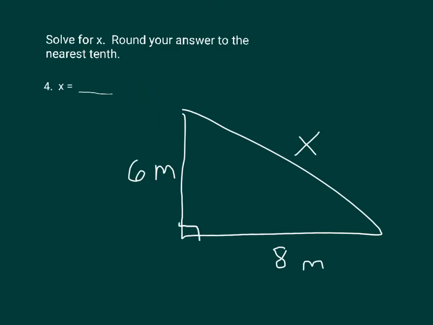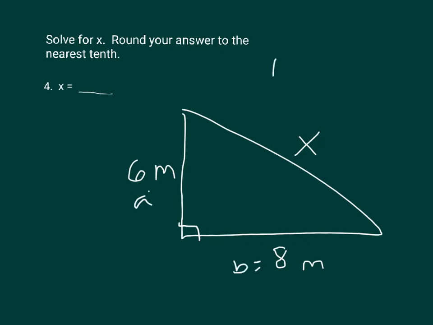We need to know that this is a right triangle, so we have to put that detail in there. You might recognize right away that this is a 6, 8, 10 right triangle, so the answer is 10 meters. But we can use the Pythagorean theorem. This would be side A, side B, and side C.